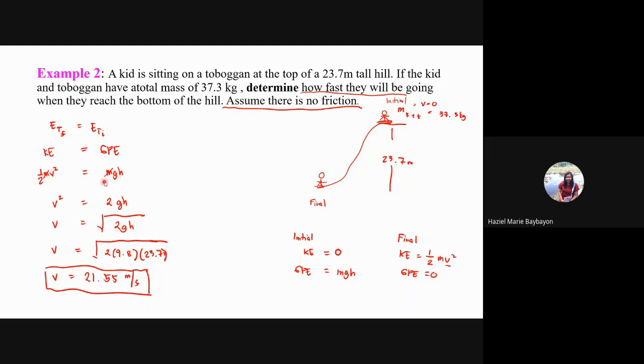So, the mass won't matter here. So, it will cancel out. And then since v is our target variable, then we will isolate v. So you have v squared is equal to 2gh.